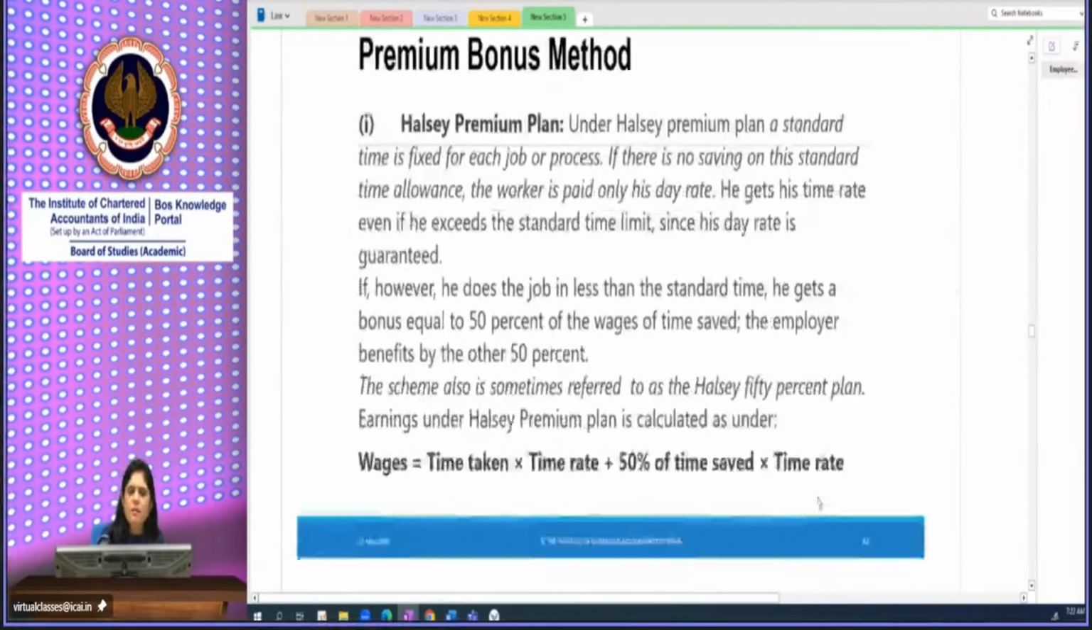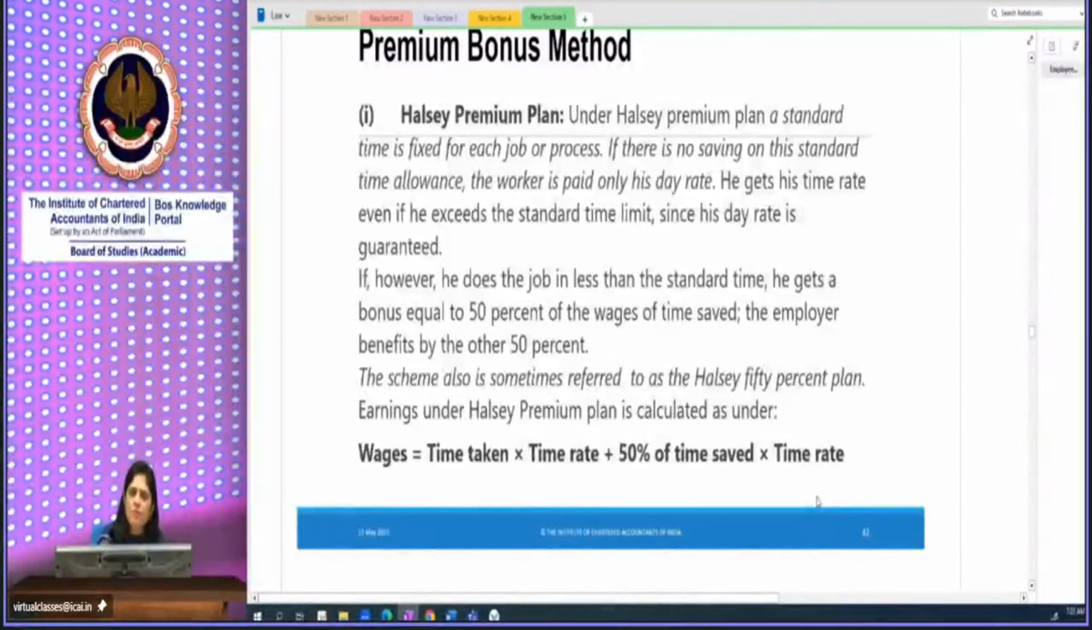So these are the bonus methods, the very famous Halsey premium method and Rowan method. There are two premium bonus methods which can be used by an organization. Basically it's a bonus, the incentive. That means for whatever number of hours you have worked, you will be getting a normal wage rate, plus this is the bonus. How much will you be getting as the bonus?